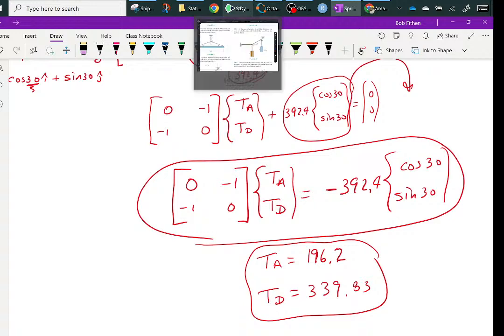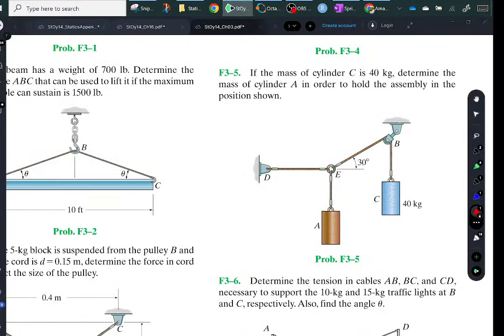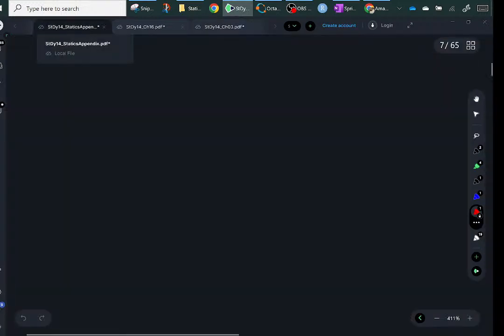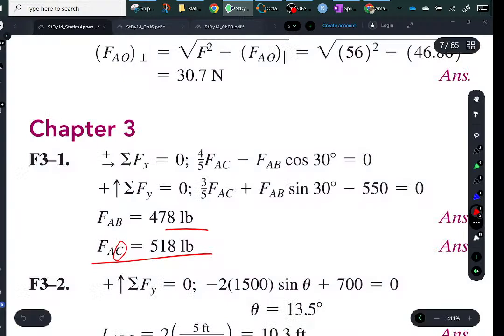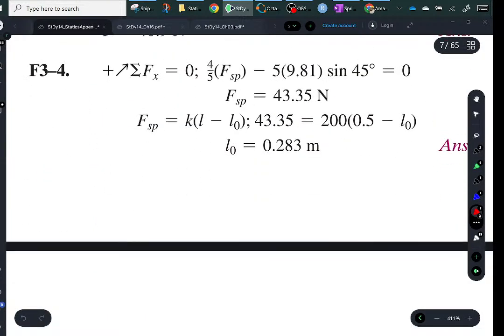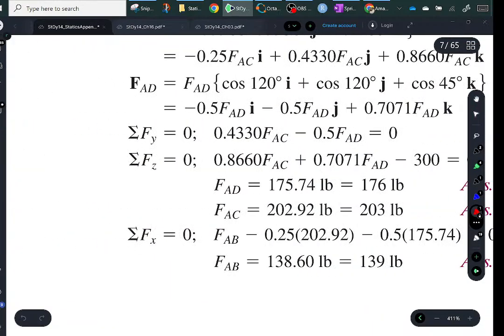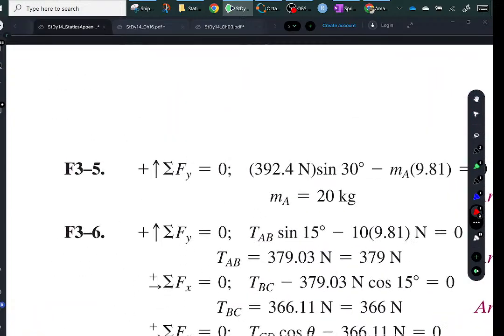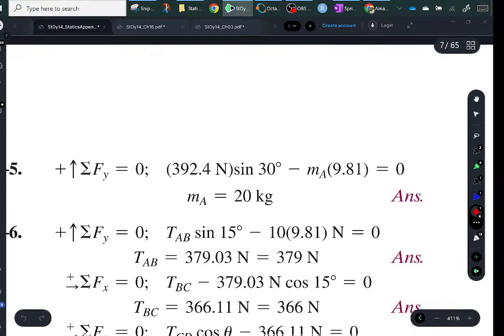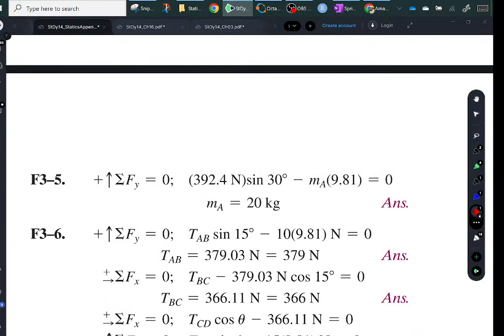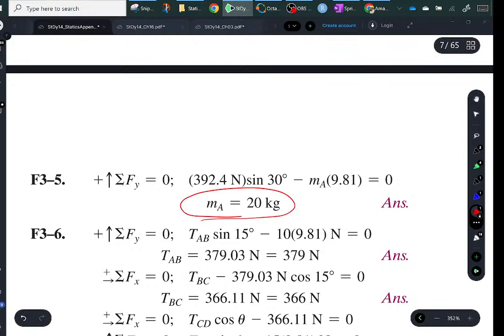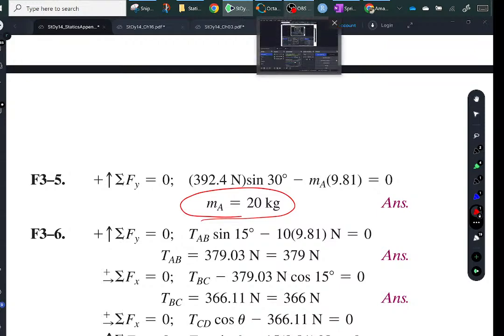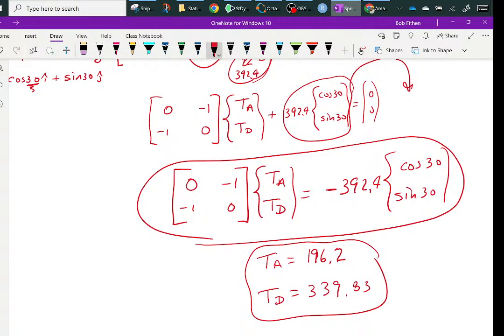Just out of curiosity, the first thing I need to know is what problem that was. That's 3,5. So if I go to 3,5, okay, 3,4, 3, 8, 7, 6, 5. Oh, what the heck, the mass is 20 kilograms? Sorry. Okay, yeah, that's T. So here you go.